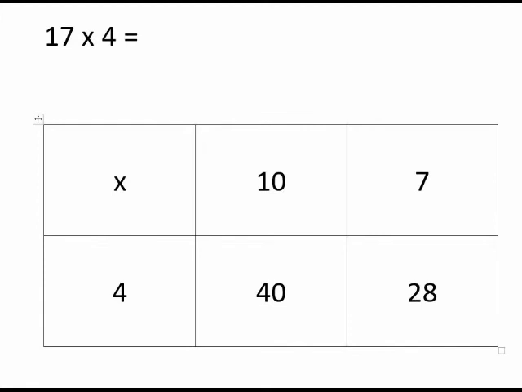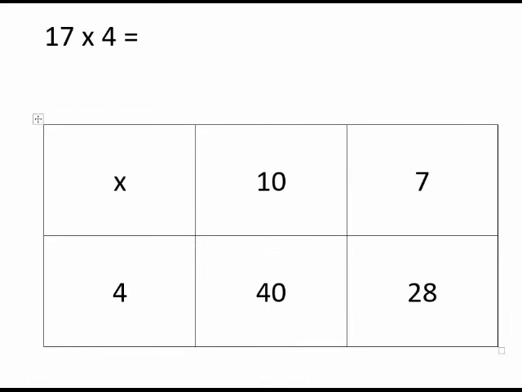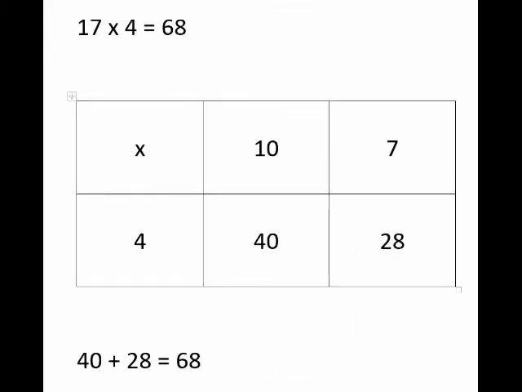You should have filled your grid in like this. 10 times 4 is 40 and 7 times 4 is 28. Now write the sum 40 plus 28 and work out the answer to it. Pause the video while you do this. So 40 plus 28 is 68. Make sure you write the answer to this at the top where you've written the question.